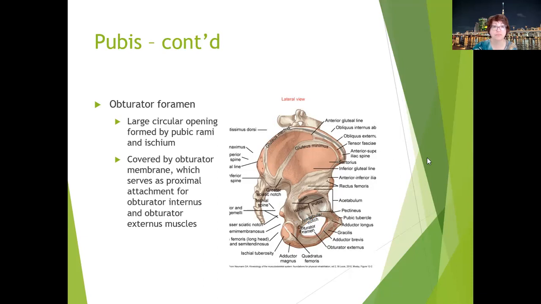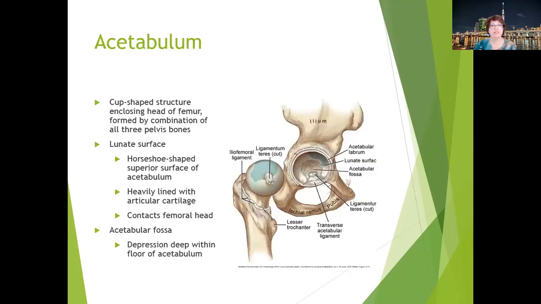The acetabulum is a cup-shaped structure that encloses the head of the femur, and it's formed by the combination of all three pelvic bones. If you look at the acetabulum, you can almost divide it into thirds. This is the ischium third, this is the ilium third, and this is the pubic third. Oh, sorry. This is the ischium, this is the ilium, and this is the pubis. So all three of them contribute to forming that cup.